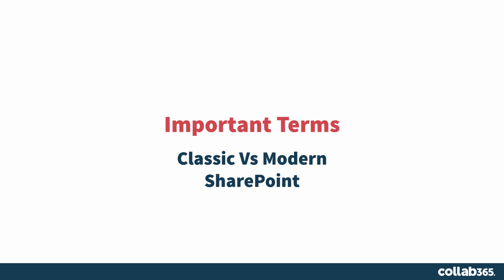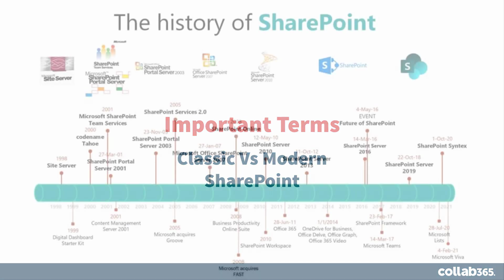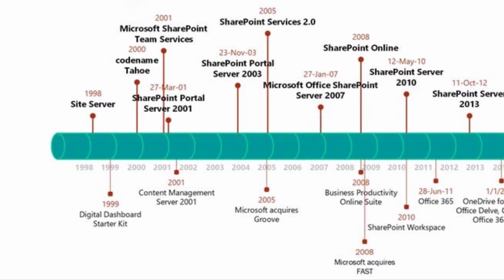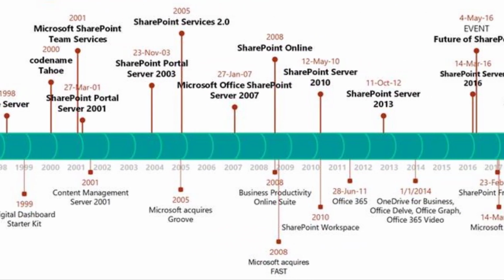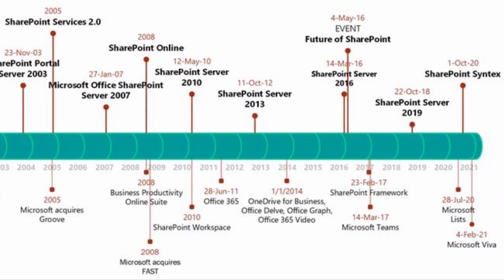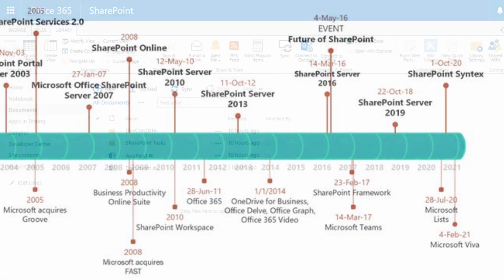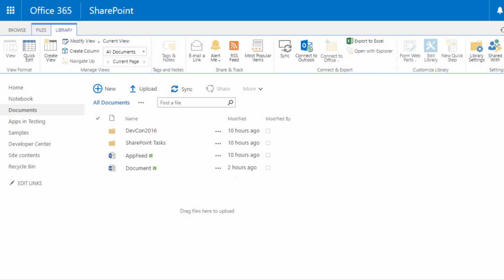A term closely related to these site settings that you may hear is the term Classic SharePoint. SharePoint has evolved from an on-premise service back in 2001 into what you see now, a fully fledged cloud service. Classic refers to the interface that you'll see if you're familiar with some of those more legacy versions of SharePoint.